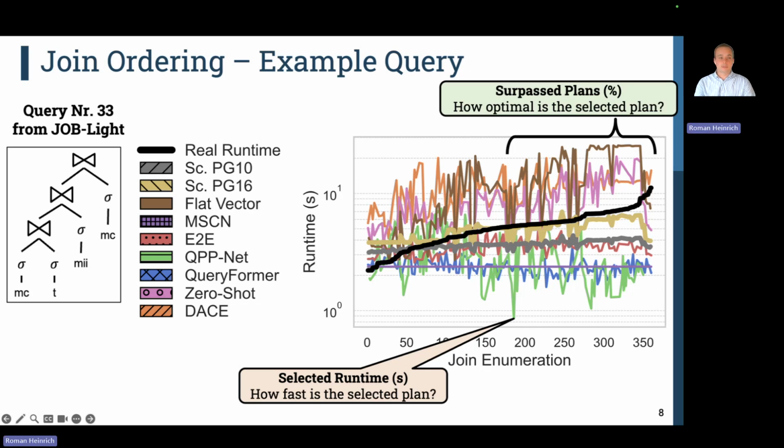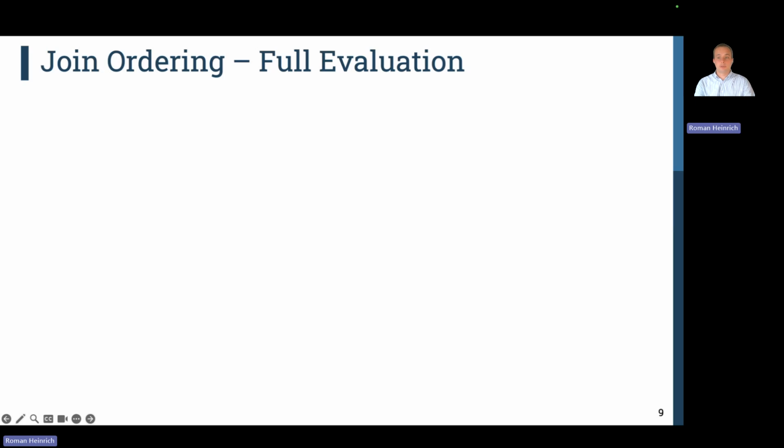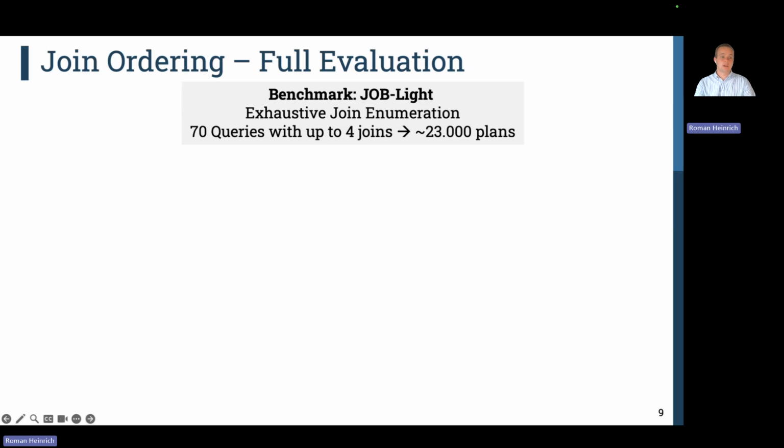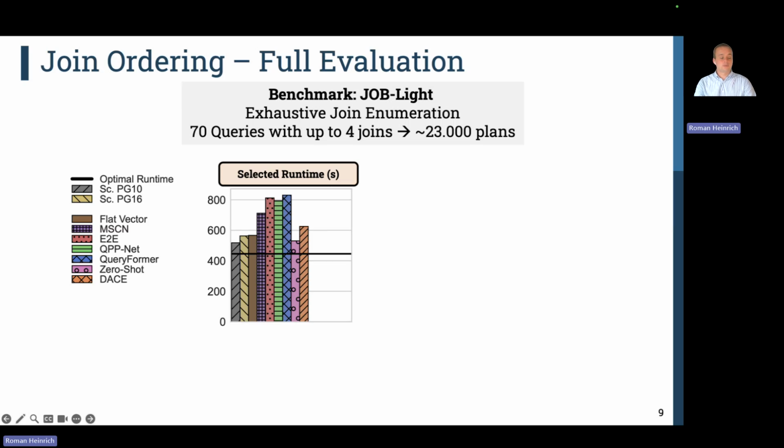Okay, but how are the numbers on the full data set? This is what we did. We have the JOB-light benchmark where we have this exhaustive join generation strategy, and this covers 70 queries with up to 4 joins, resulting overall in over 23,000 plans. We now look into the selection of the models. Here you can see first the selected runtime. The black line represents the optimal runtime. If every model would always select the best plan, then this would be the optimal runtime that we could obtain in this data set. However, no model is able to always select the best plans.